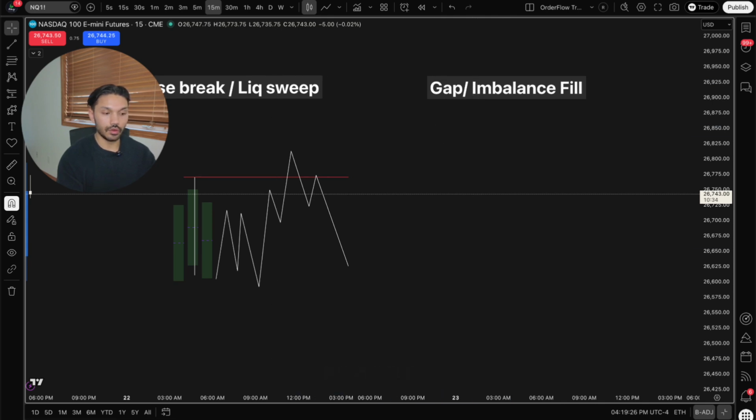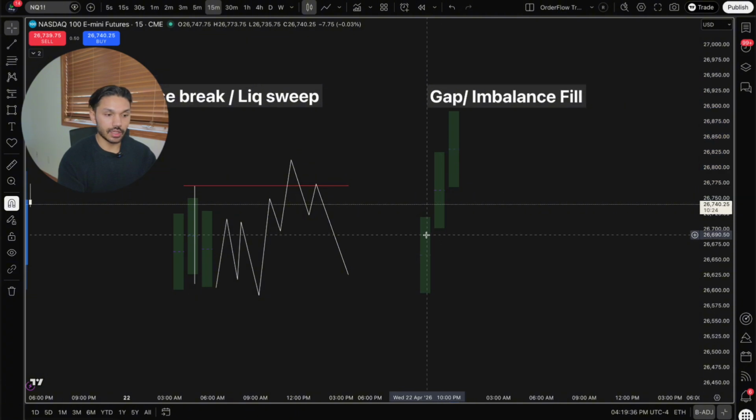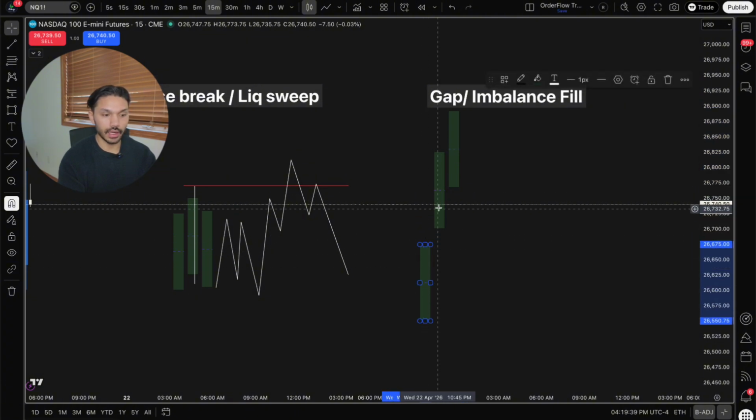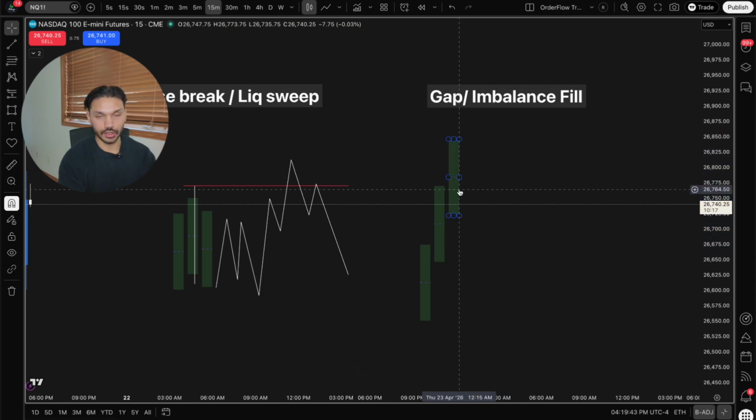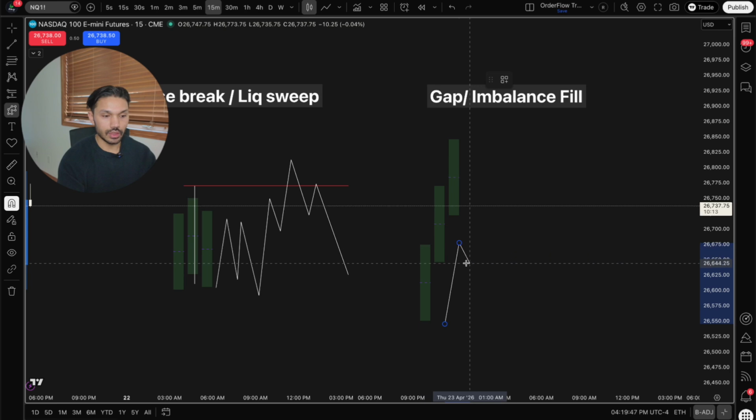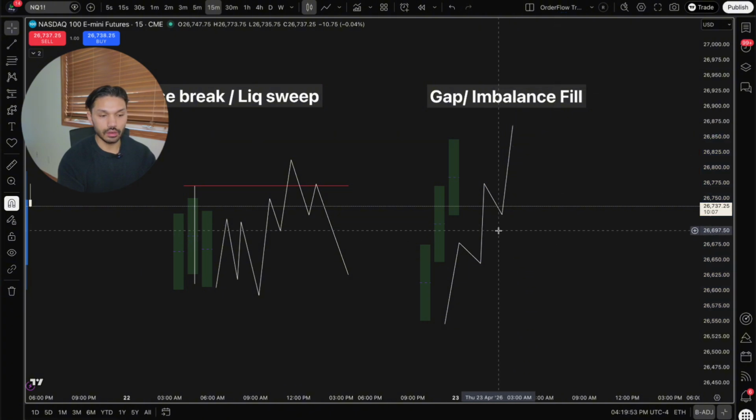If you are an ICT trader, you probably know what a fair value gap is, right? A fair value gap is a three candle pattern that leaves a gap between candle 1 and candle 3. Price is moving in one direction, let's just assume we're moving up, and then we make this aggressive move up, leaving a gap in the middle.